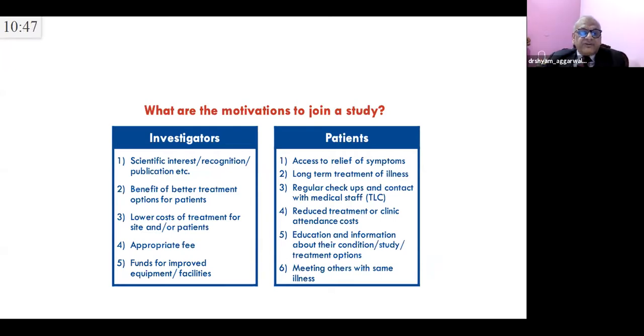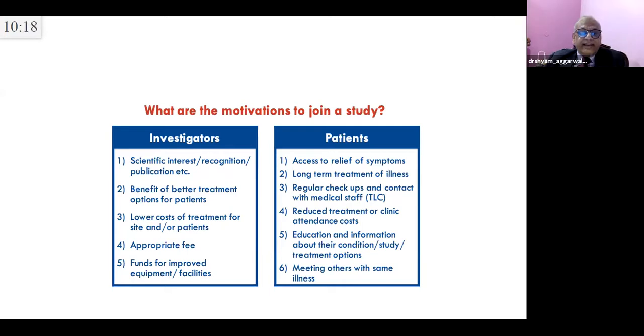And of course, in a country like ours, especially in phase 2, 3, or even phase 4 studies, the cost of the treatment and the adverse events, etc., are borne by the company. Appropriate fee is, of course, an important thing which you earn. So you're earning from the participation in the study, and funds for improved equipment and facilities.